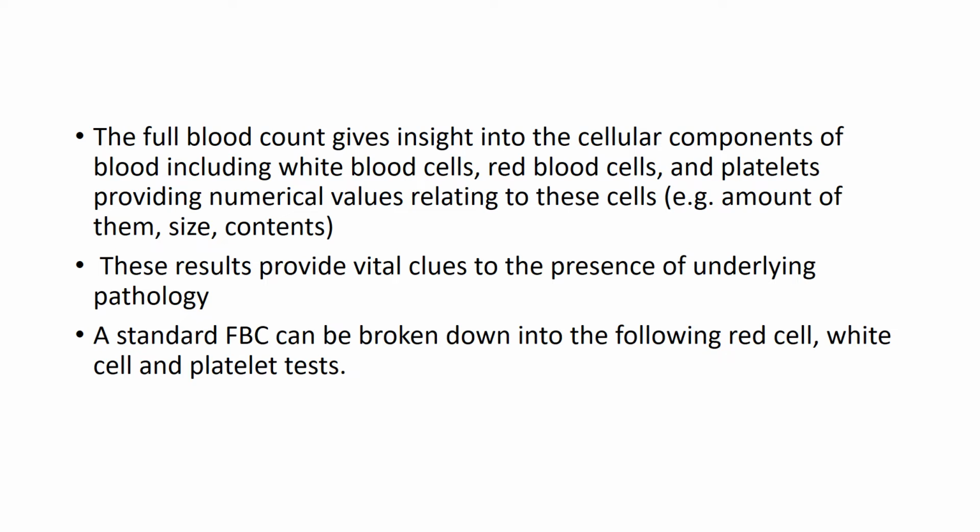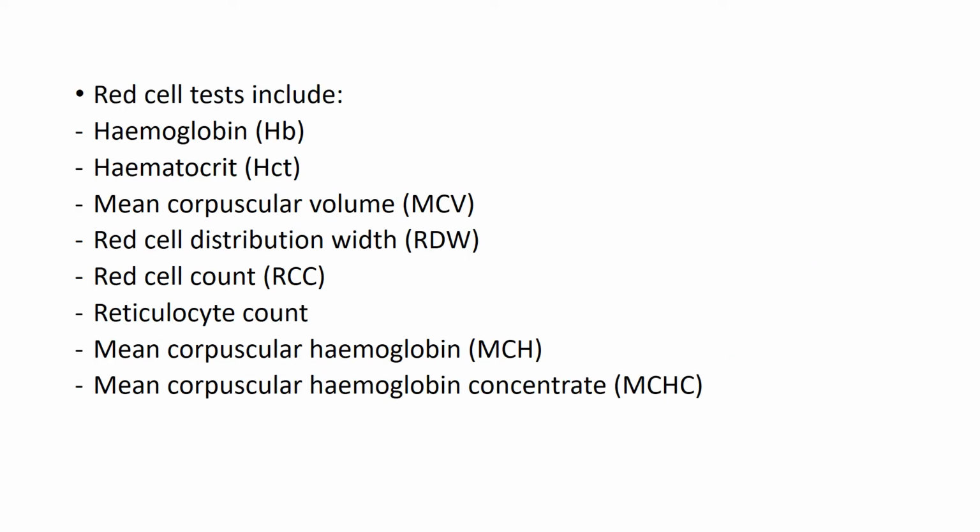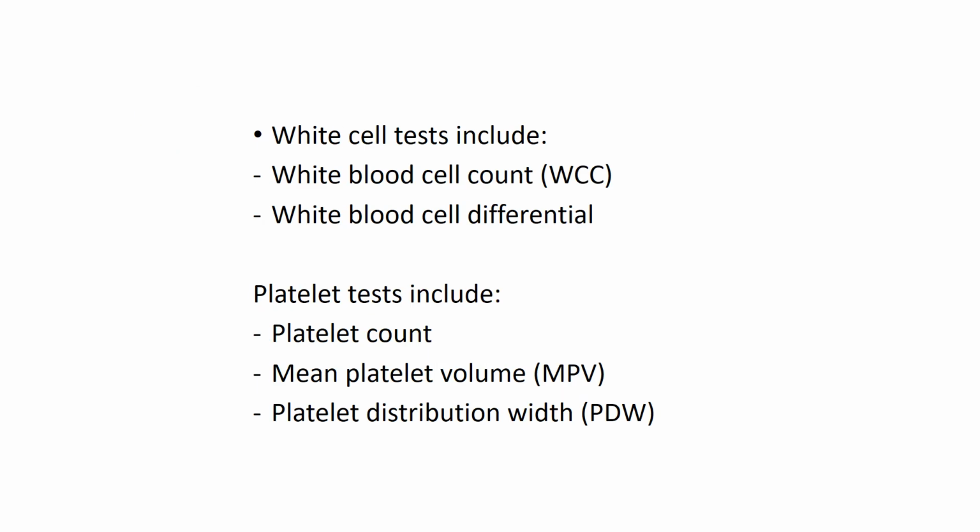These results provide vital clues to the presence of underlying pathology. A standard full blood count can be broken down into the following: red cell, white cell, and platelet. Red cell tests include hemoglobin, hematocrit, mean corpuscular volume, red cell distribution width, red cell count, reticulocyte count, mean corpuscular hemoglobin, and mean corpuscular hemoglobin concentration. White cell tests, on the other hand, include white blood cell count and white blood cell differential, whereas platelet tests include platelet count, mean platelet volume, and platelet distribution width.